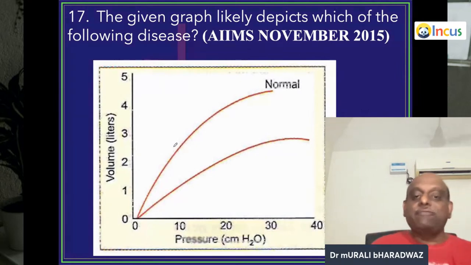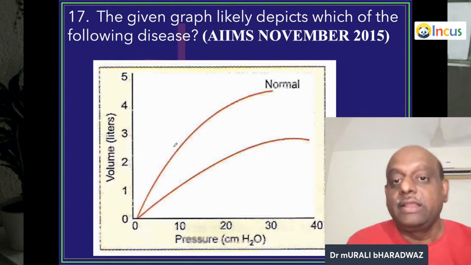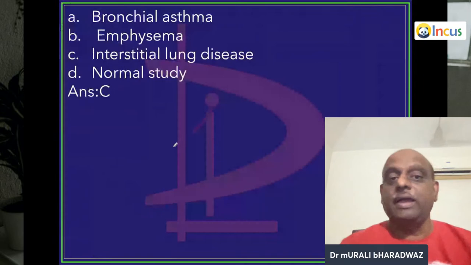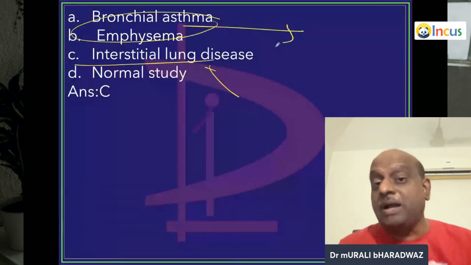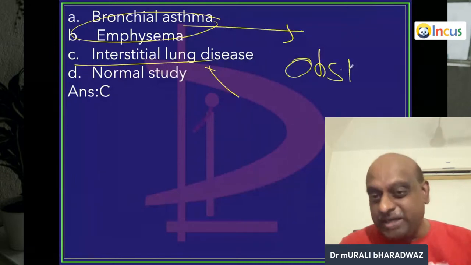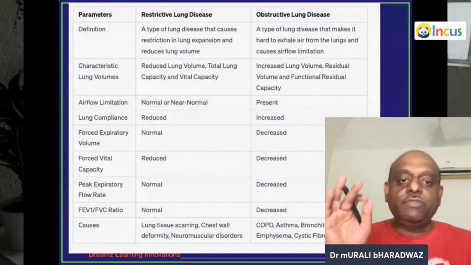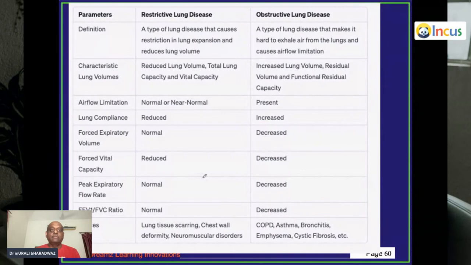Now, what is this graph where the volume of lung has decreased? It is a restrictive lung disease, which is like interstitial lung disease, whereas bronchial asthma and emphysema are obstructive lung diseases, is what you need to remember. So this is one table, doctor. You have to be very, very clear.